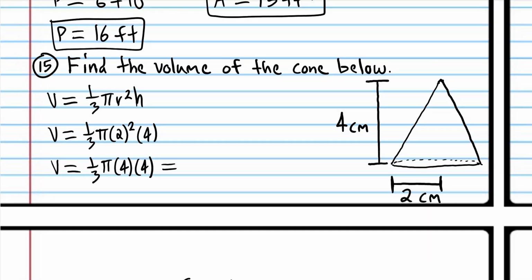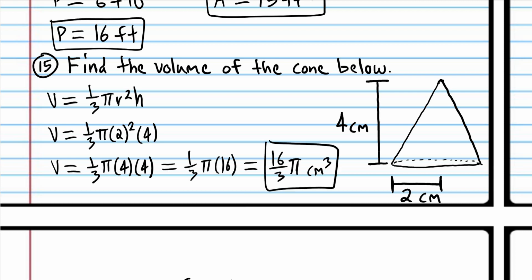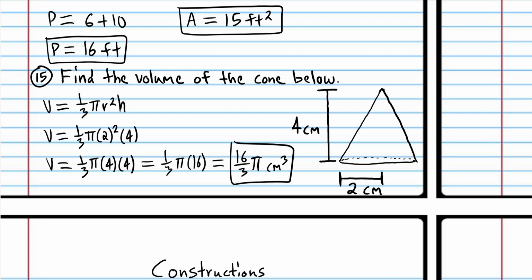Then we're going to multiply 4 and 4. We get 16. And the final answer is going to be 16 over 3 times pi. Now again, you could multiply pi by 16 and then divide by 3, or you could divide 16 by 3 and then multiply by pi. But it's easier just to leave the answer in this form here. Now that's volume, so be sure you write cubic centimeters. So if you got that one right, good.